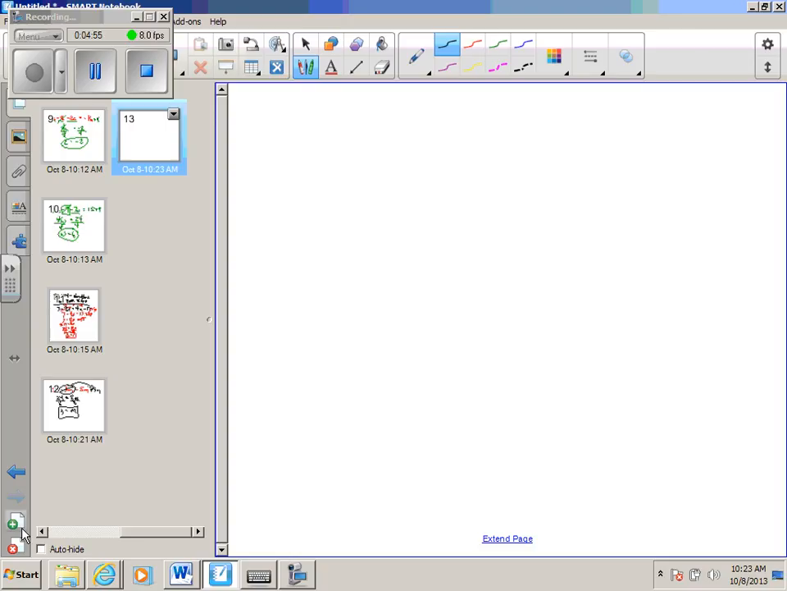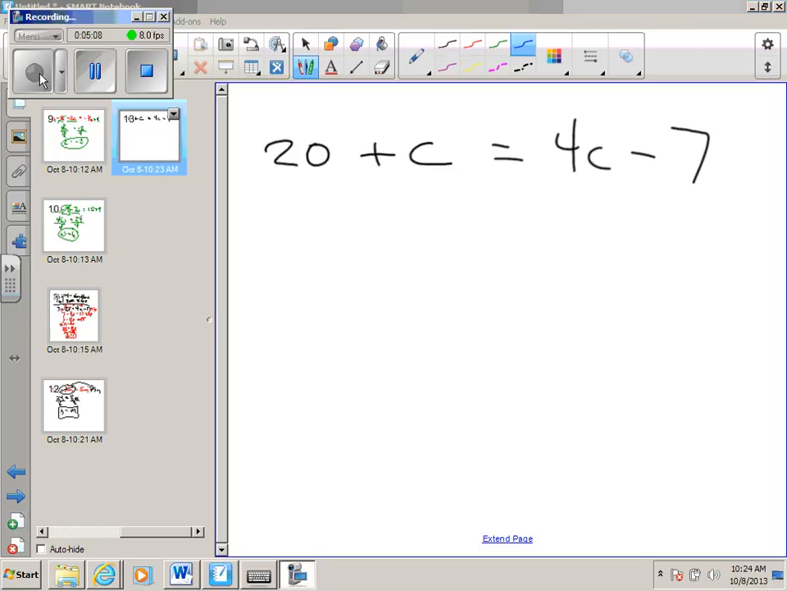Here, I'll give you one to try. 20 plus c. How many c is this? 1. Good. Is equal to 4c minus 7. Okay, what route did you take? What did you move first? So you moved the 4c to the other side. Okay. How did you move the 4c? If it's a positive 4c, how did you get rid of it over here? Subtracting it from both sides.